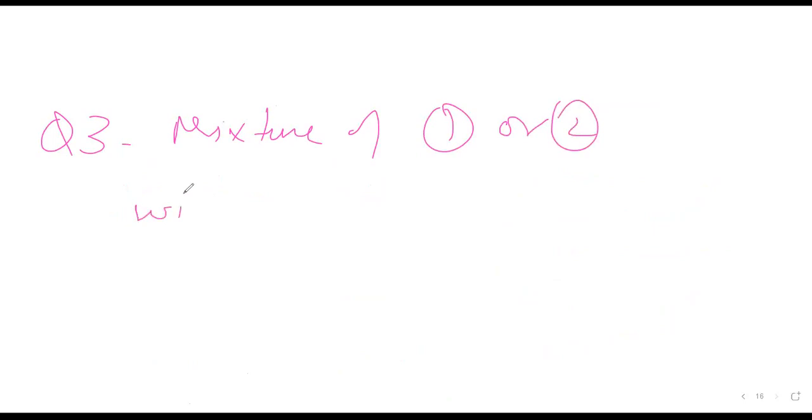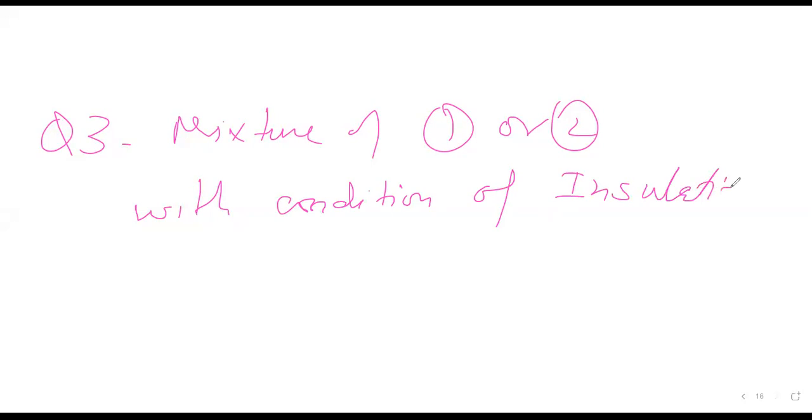And what will be the third type of question? Question number 3 will be a mixture of 1 or 2 with the condition of insulation. So you will get either one boundary condition instead of two boundary conditions, or no boundary conditions. The boundary condition can be both 0 or non-zero. It can depend on the question, but you will be given at least one end is insulated.